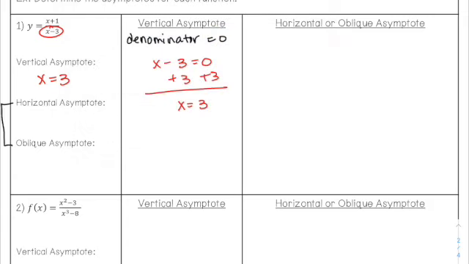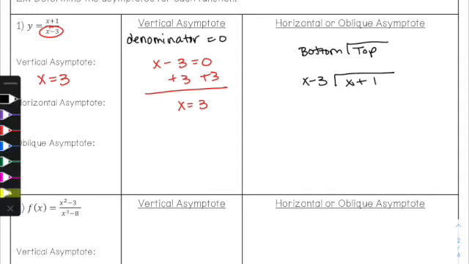These go together. We either have one or the other, we do not have both. To figure this out, this is when you divide. You're going to do bottom on the outside, top on the inside. So our bottom is x plus 3 and our top is x plus 1. So x divided by x is 1. 1 times x is x. 1 times negative 3 is negative 3.